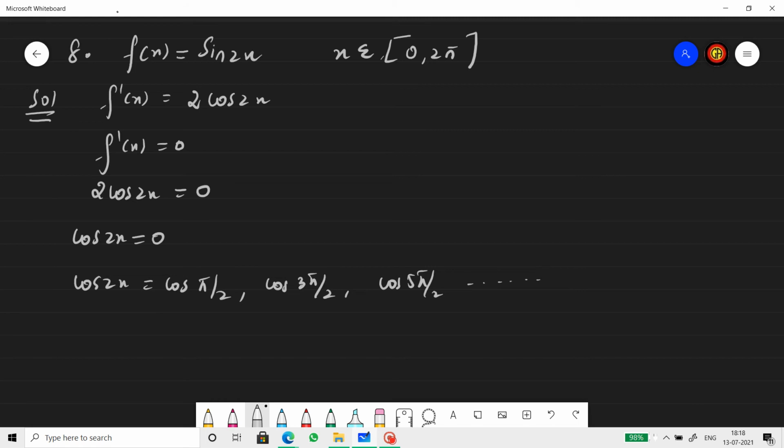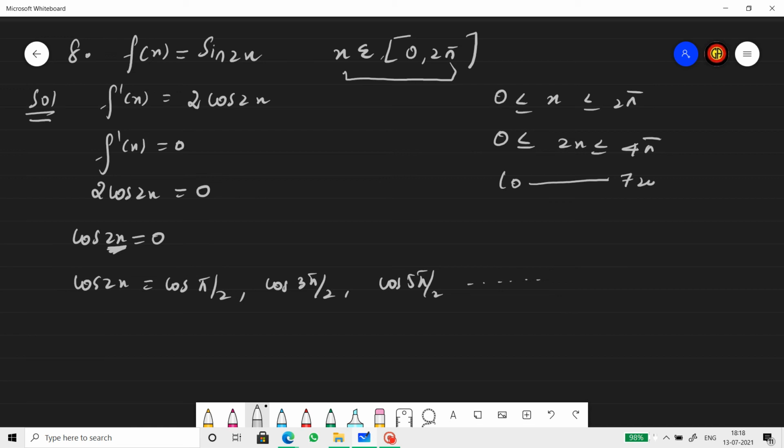But the problem is the domain is x belonging to 0 to 2 pi. That means 0 is less than or equal to x, less than or equal to 2 pi. And we are discussing for 2x now. So let's change the domain for 2x. 0 less than or equal to 2x less than or equal to 4 pi. So that means literally I can go from 0 to 720 degrees. 2 pi is 360, 4 pi is 720. So I can take all values of 2x till 720. Okay, so for your sake of understanding, this is 90 degree, pi by 2.